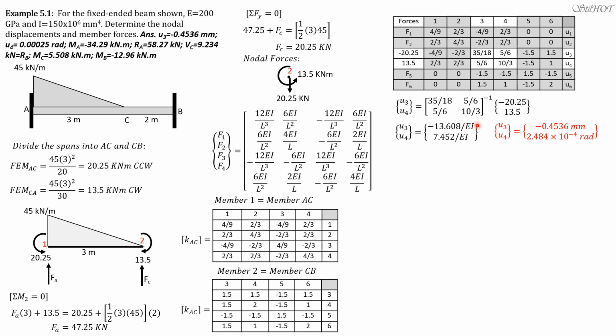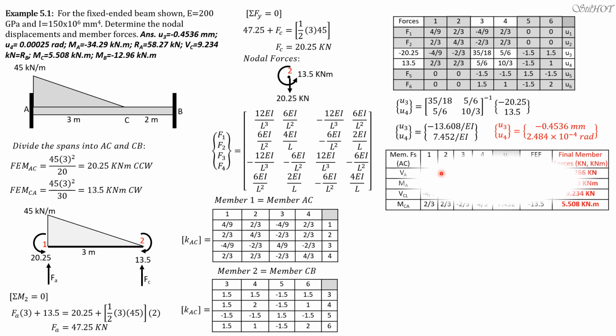If you need to change the units to mm, then just divide the value by 30, since EI in this case is 30,000 kilonewton meter square. The technique is you just divide it by 30. But for the slope, you divide it by the entire value, which is 30,000.